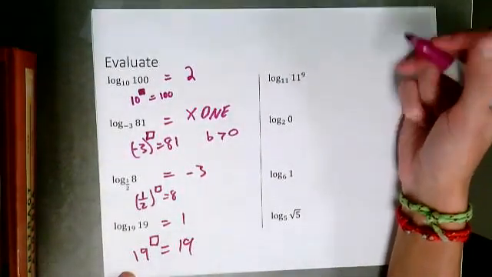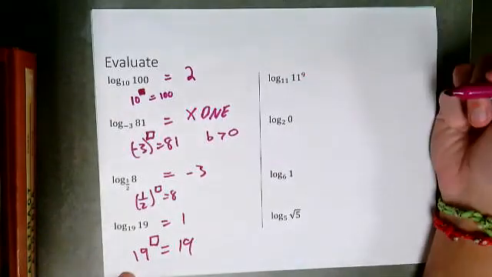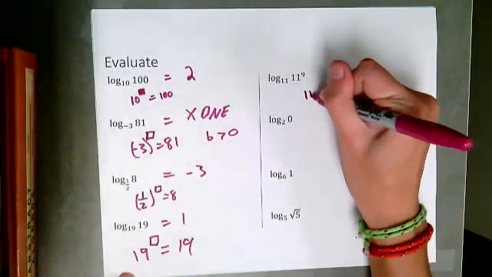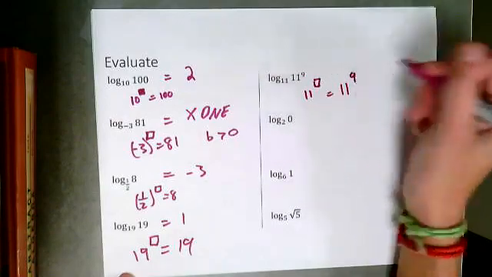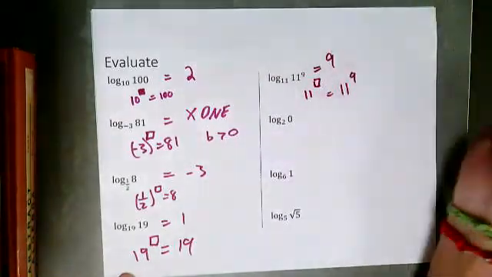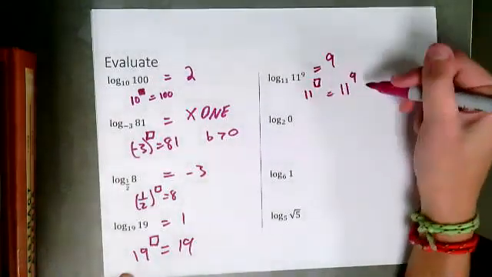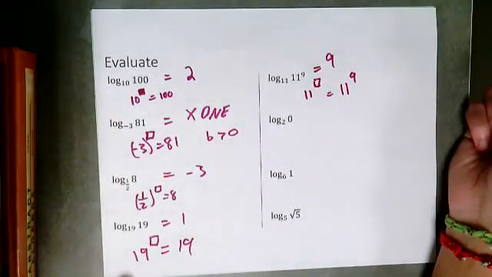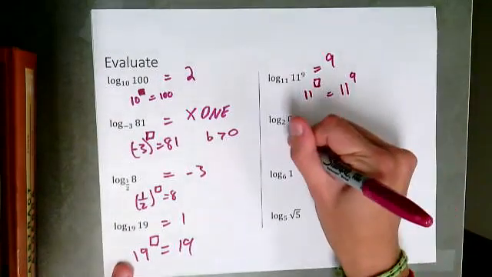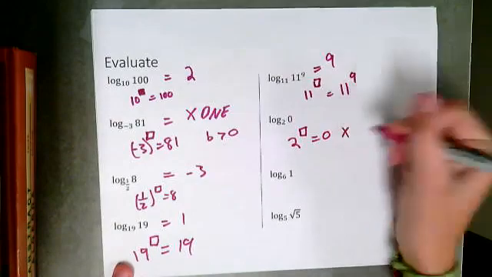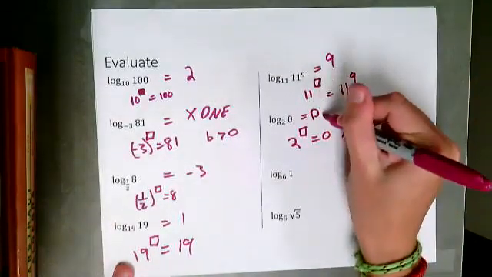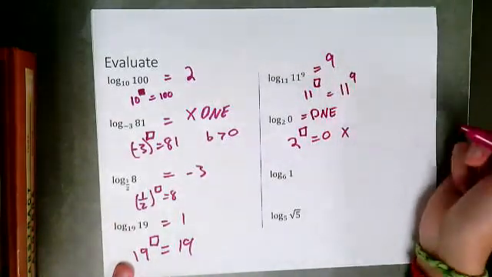Log base 11 of 11 to the 9. Well, 11 to the something is equal to 11 to the 9. That has to be 9, right? Exponents have to match. Log base 2 of 0. Well, that means 2 to the something has to equal 0. That can't happen. So this does not exist.